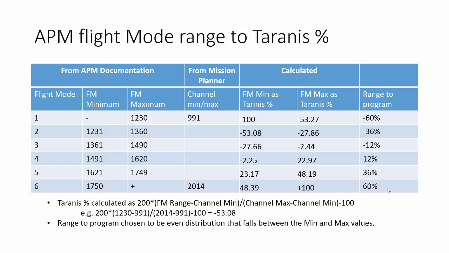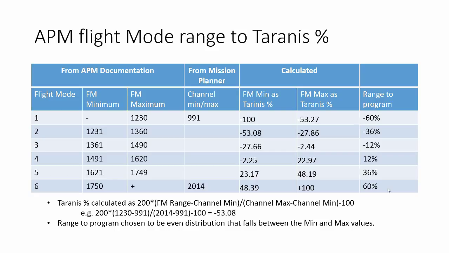although it's shown below the table, if I take as an example the 1230, I'm subtracting 991 from it. I'm dividing that by my 2014 minus 991. That will give me a percentage from 0 to 1, but I need it from minus 100 to plus 100, so I need to multiply that by 200. That will give me 0 to 200, and subtract 100 from that, which will then give me minus 100 to plus 100.